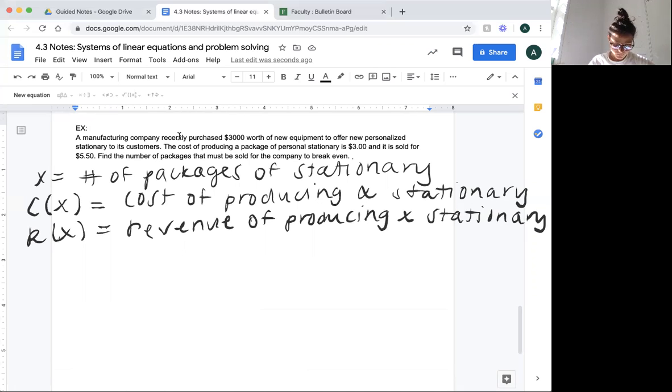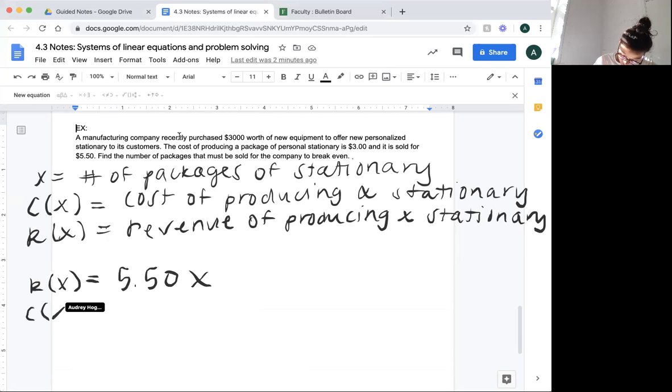Okay, anyway, what we want to do now is translate, right? So the revenue equation is the revenue for selling x packages of stationery is going to be equal to the price per package, which is $5.50 because they have a huge upcharge, times the number of packages. Whereas the cost equation, c of x, and for cost and revenue functions, you want to write a revenue function, you want to write a cost function. So you kind of always want to do this. So our cost function is going to be the cost per package, which is $3, times the number of packages.